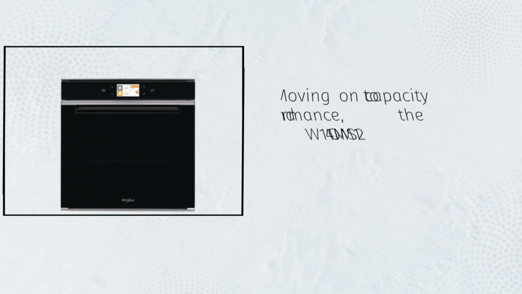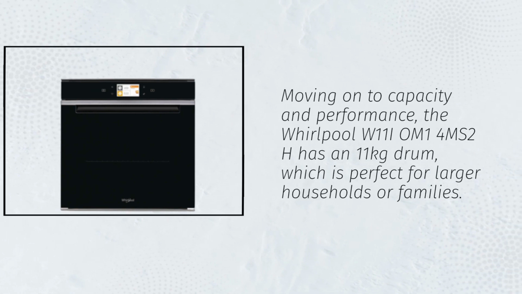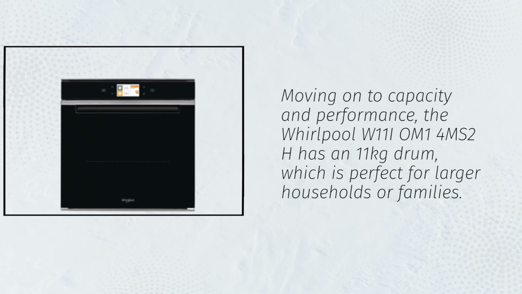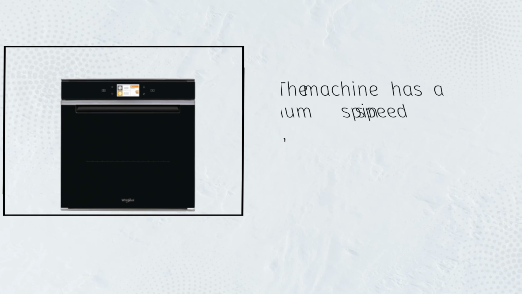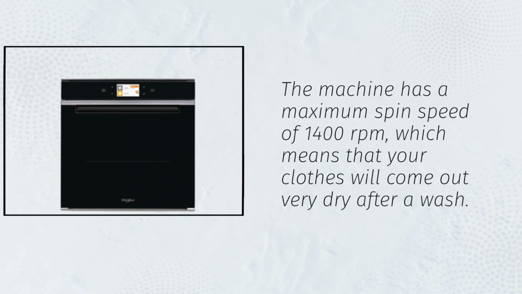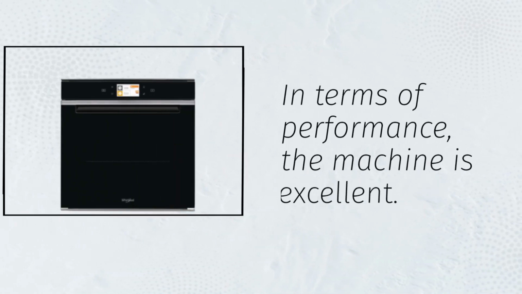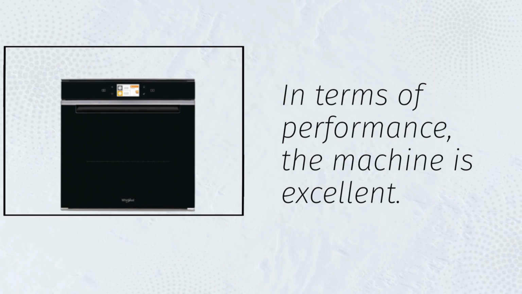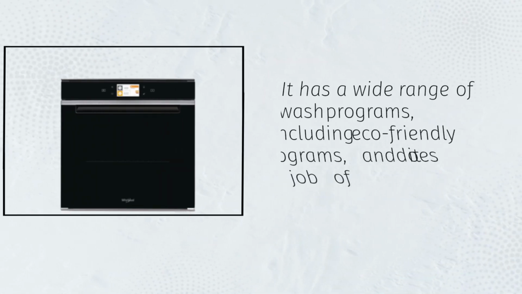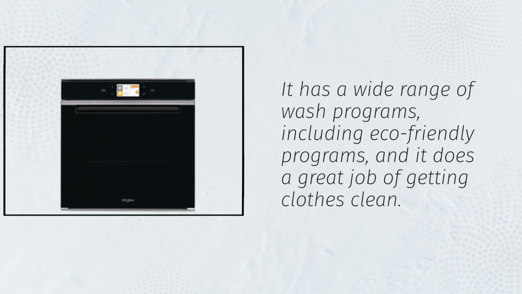Moving on to capacity and performance, the Whirlpool W11I OM1 4MS2H has an 11 kg drum, which is perfect for larger households or families. The machine has a maximum spin speed of 1,400 revolutions per minute, which means that your clothes will come out very dry after a wash. In terms of performance, the machine is excellent. It has a wide range of wash programs, including eco-friendly programs, and it does a great job of getting clothes clean.